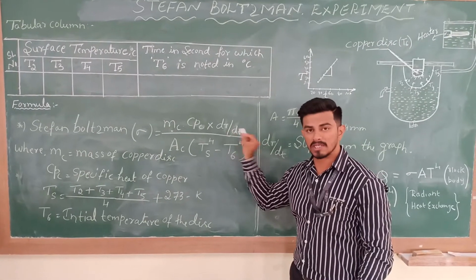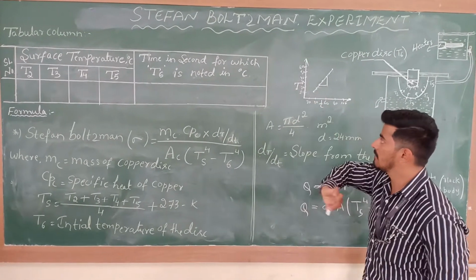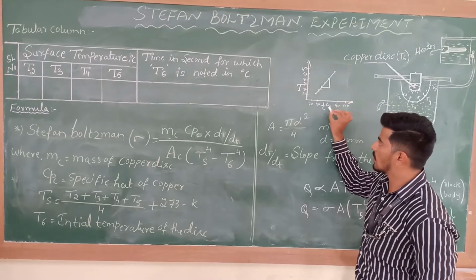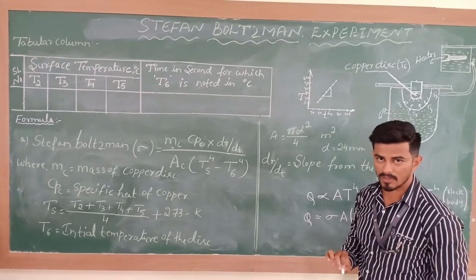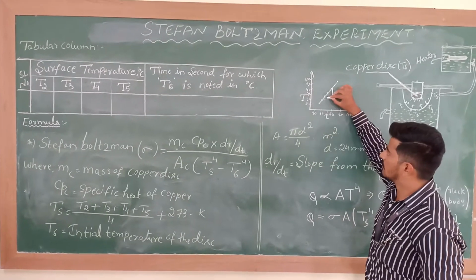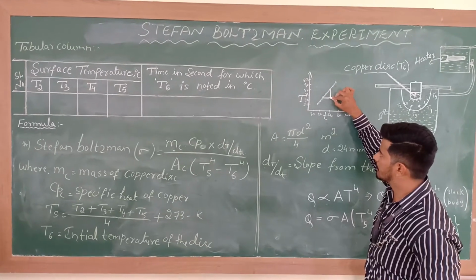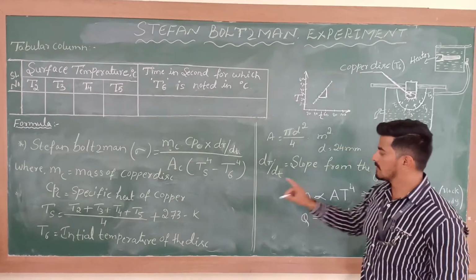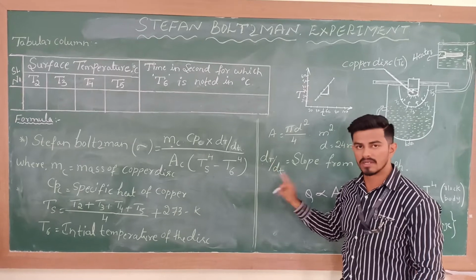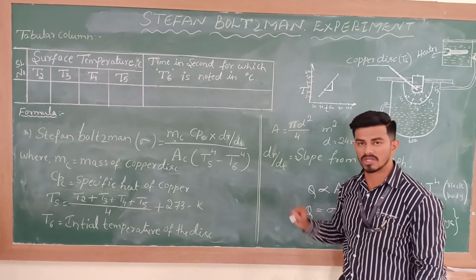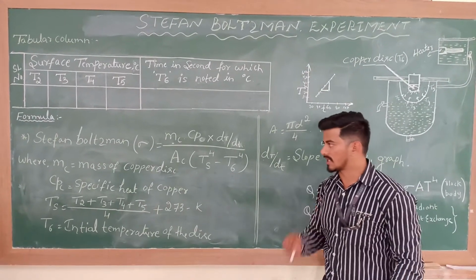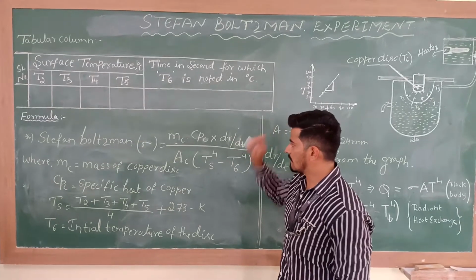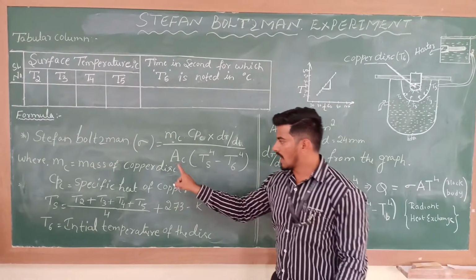To determine dT by dt, we have to draw a graph, that is a temperature versus time graph. By using this, we can find the slope. Using the slope, we will get the value of dT by dt, that is the temperature gradient with respect to time.